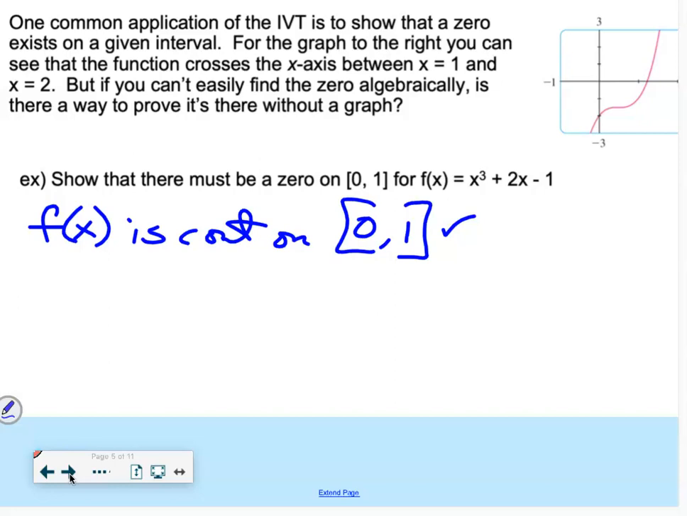What would be good things to find? We don't know if 0 is between f of 0 and f of 1 because we don't know f of 0 and f of 1. So what would be good things to find? F of 0 and f of 1, right? So take 10 seconds, find f of 0 and f of 1. I give you 10 seconds. It starts now.